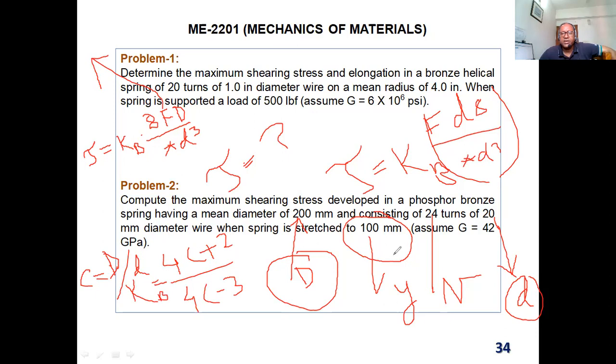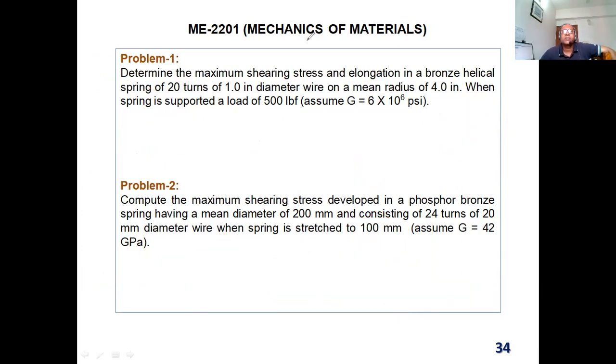But you see, the Y value is given. So from the Y value, at first you figure out the spring constant. From the spring constant, you figure out the value of F. That F you put in this formula, you will get tau. So let's see how we can solve it.